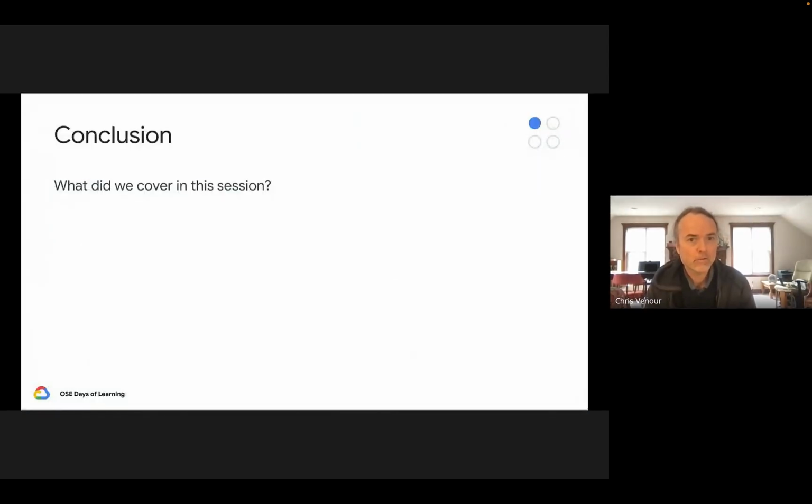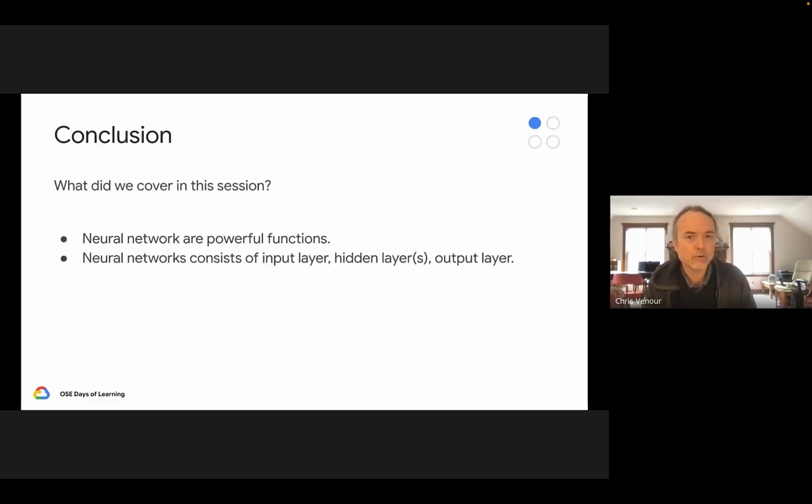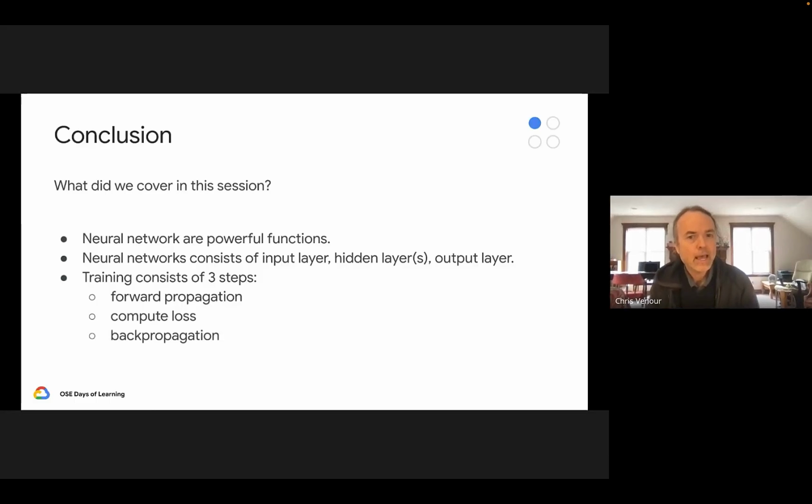And that's it. Here's just a summary of what I covered. Neural networks are powerful functions that are capable of solving really complex problems that people previously thought were beyond the reach of math. And the architecture of a neural network consists of an input layer, one or more hidden layers, and an output layer. Training a neural network involves 3 main steps: forward propagation, computing the loss, and back propagation. And activation functions are crucial components that enable neural networks to fit complex nonlinear patterns in the data.